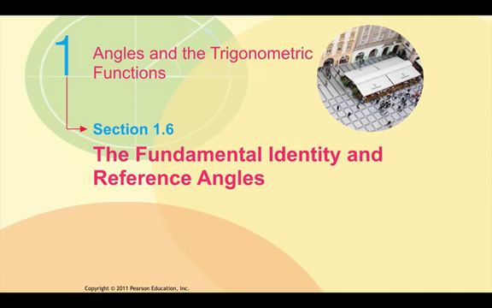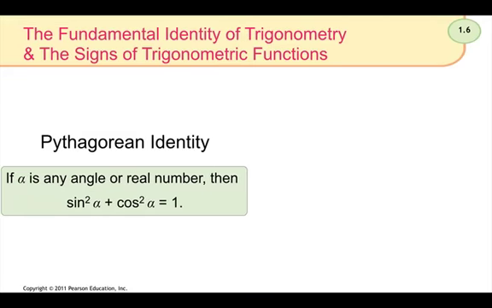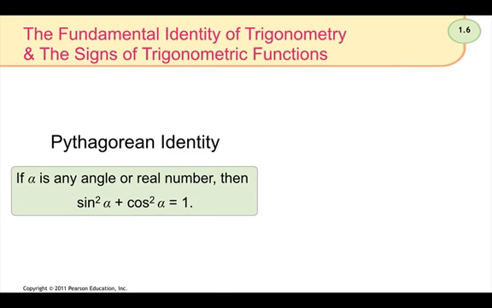Here's section 1.6, the fundamental identity and reference angles. Here's the Pythagorean identity. It is also referred to as the fundamental identity of trigonometry. It reads: if alpha is any angle or real number, then sine squared of alpha plus cosine squared of alpha is equal to 1.